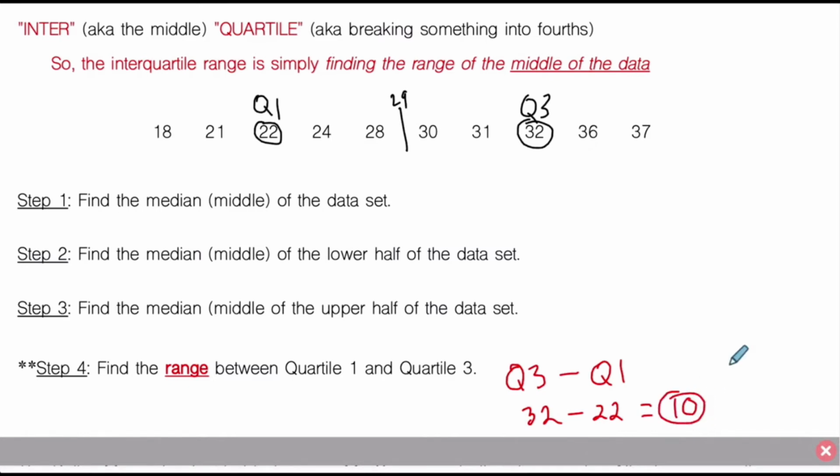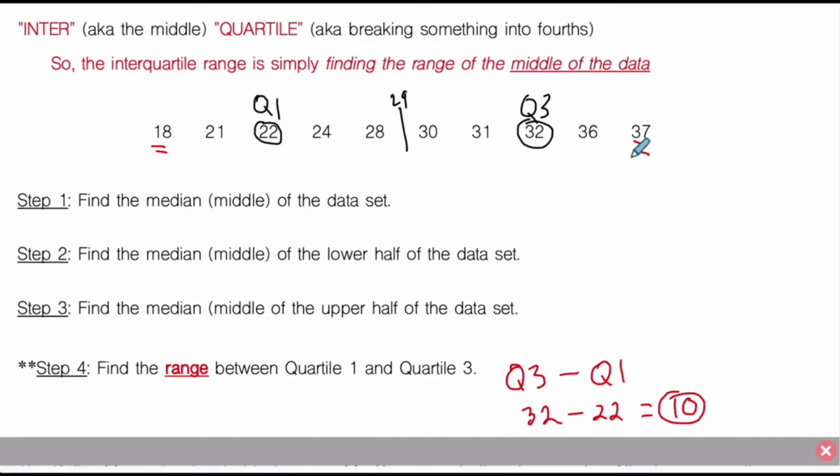All right, so I feel like the steps that we did, although they're new to you, they aren't that complex, right? We found the middle of the data set. We found the middle of the lower half. We found the middle of the upper half. And then we found the range. Now, why would you even do this? Well, here's why. This data set, its actual real range, ranges from 18 all the way up to 37. It's a pretty big range.